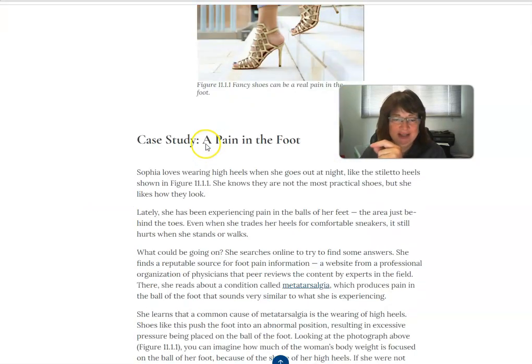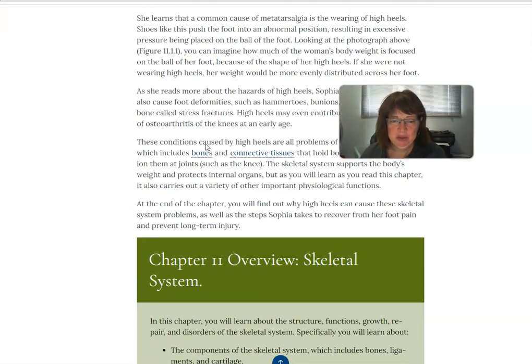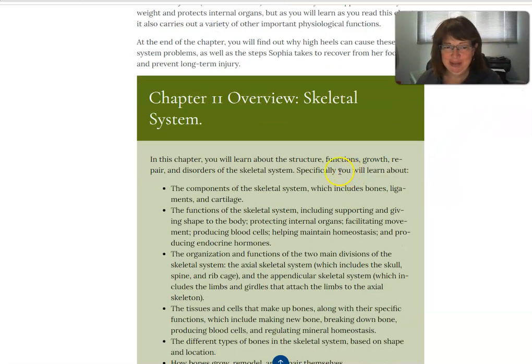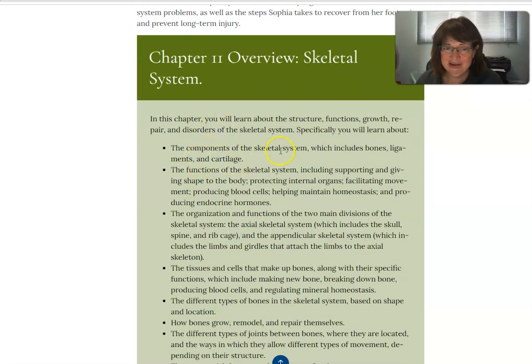Now, when we look at the textbook, the textbook's kind of weird because it has the introduction way in the summary at the bottom. So when we look at the overview of what we're going to look at, here are the three components of the bone, and here are our 6 functions of the skeletal system. And we will look at more detail as we go through. But the main one is to support and give shape to our body.